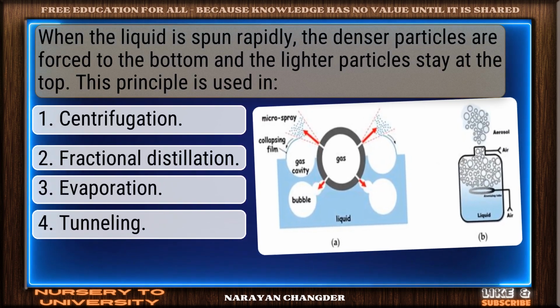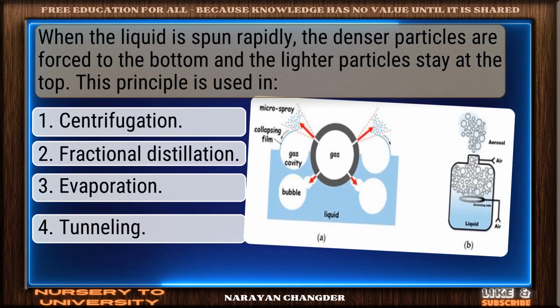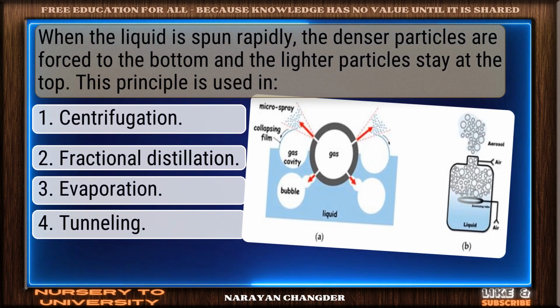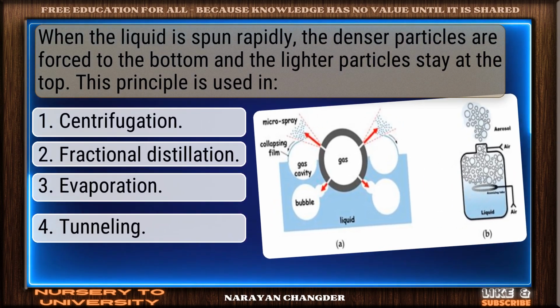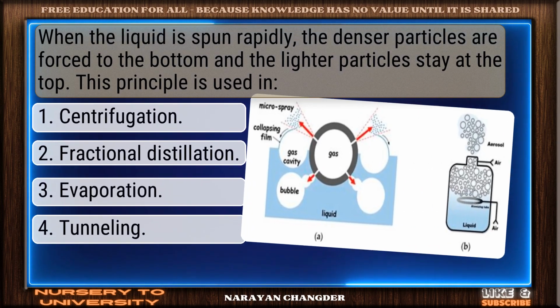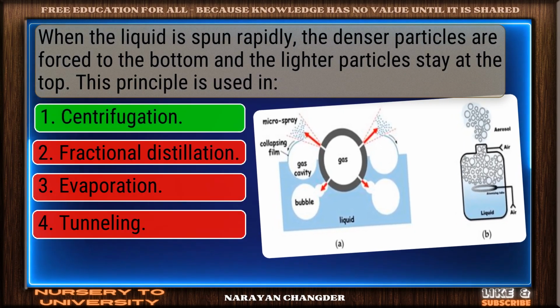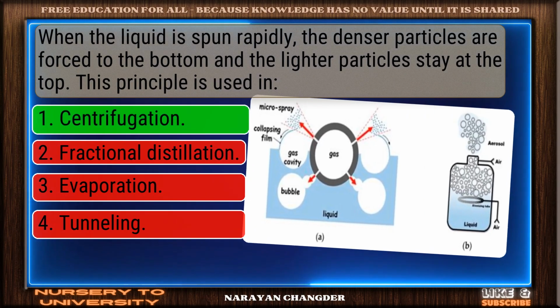Question number 8. When the liquid is spun rapidly, the denser particles are forced to the bottom and the lighter particles stay at the top. This principle is used in. Right again. Centrifugation is a valid answer.